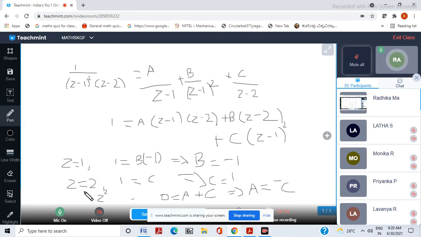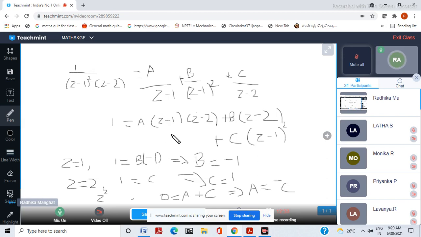Then z equal to 2. Z equal to 2 means the first two terms cancel. Then we get 2 minus 1, 1 square, so C equal to 1.